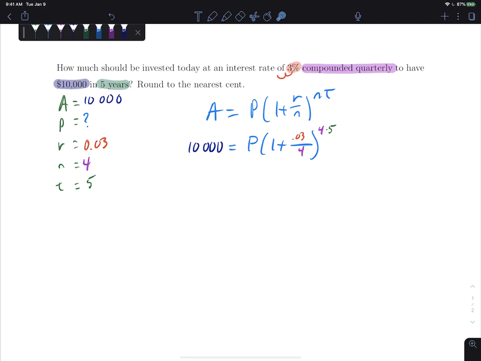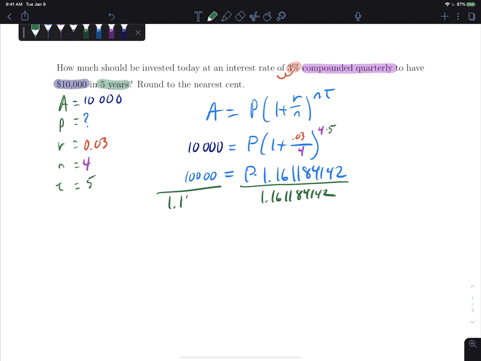So you can think of this as 10,000 is equal to P times 1.161184142. Do not round it here. It's actually better to keep it as this exactly, but you can do this as well. And then just divide by that 1.161184142 on both sides.